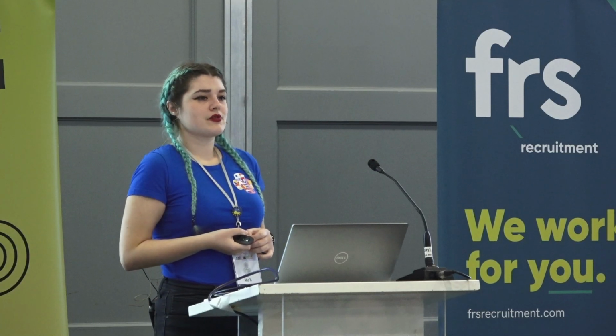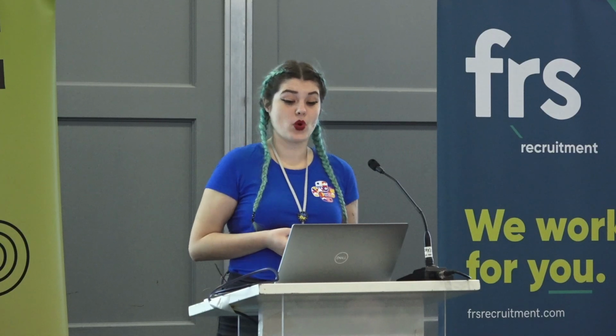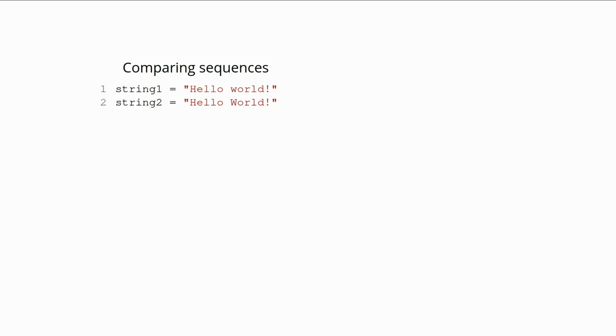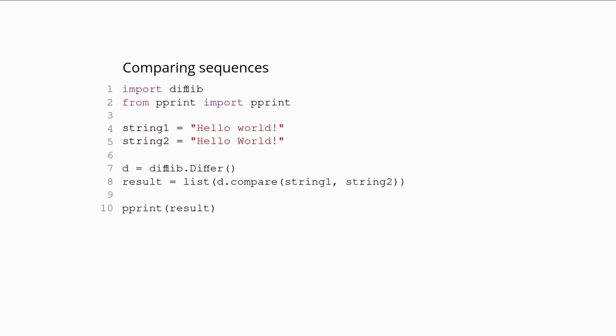Comparing things. It's something that we often do. And it happens that in the standard library, there are lots of different tools which can be used for comparing things as well. And these tools are not very often well known. So let's see some examples. Here we have two strings. And let's say we want to compare if they're the same, or if not, we want to determine how different they are. So what we can do is use the Difflib.